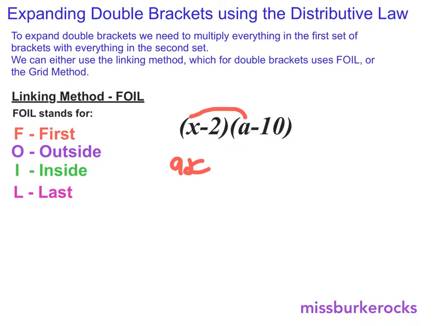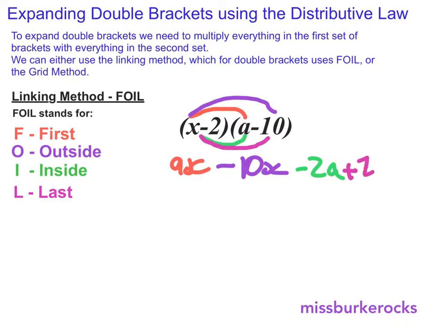That's first. Outside, x times negative 10 is negative 10x. Inside, negative 2 times a is negative 2a. And last, negative 2 times negative 10 is positive 20. Because there are no like terms there, we've got ax take 10x take 2a plus 20. We actually leave it at that. There's nothing else that I can do.